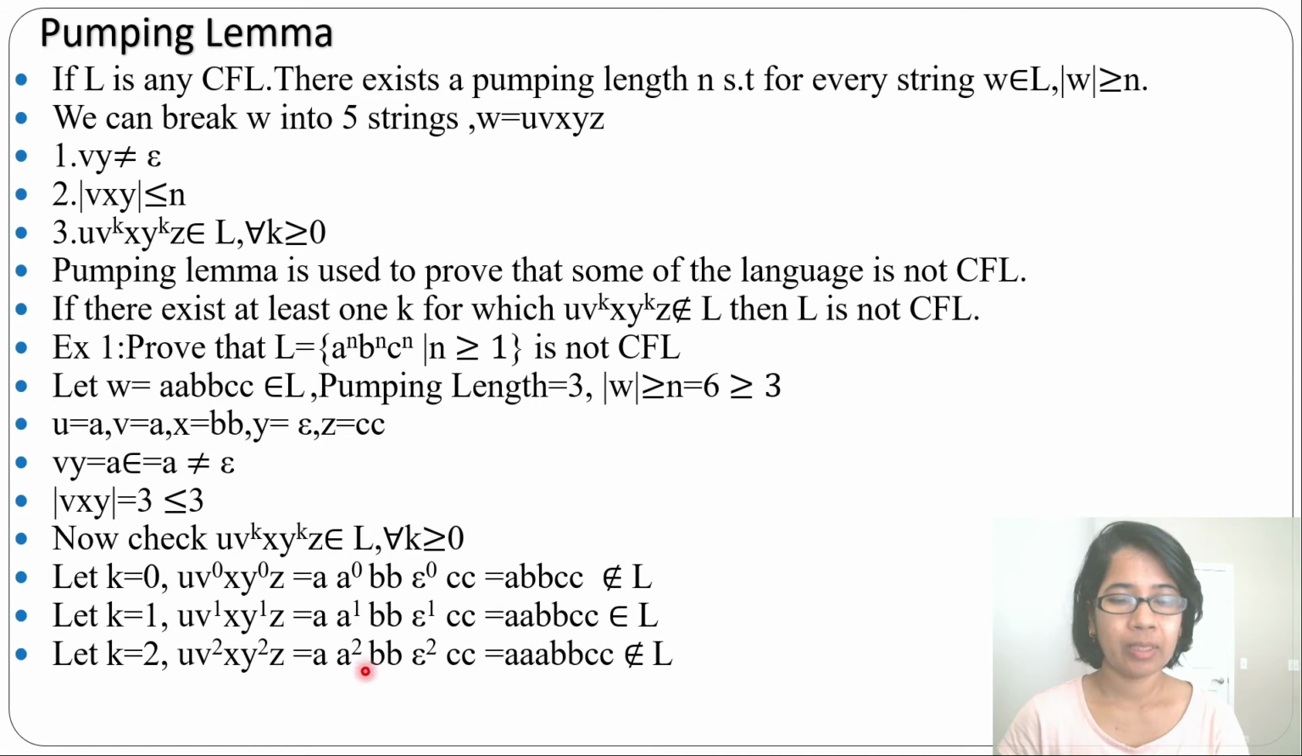A square, X value is BB, so write down BB, and Y is epsilon square, Z is CC, write down CC. Now A square will be 2A, so it will be 3A, then A square, so 3A, 2B, 2C. Here the number of A is not equal to the number of B and C. That's why this does not belong to L. Now for the K value it does not belong to L, which means this is not a context-free language.